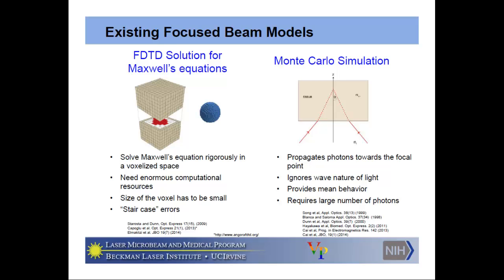Another approach is Monte Carlo simulation. In Monte Carlo simulation, you can start propagating photons from this area toward the focal point and do the simulation, regular Monte Carlo simulation. In earlier cases, they did a regular Monte Carlo simulation. They did not consider the wave nature of light, so we didn't have a diffraction or interference effect in this area.